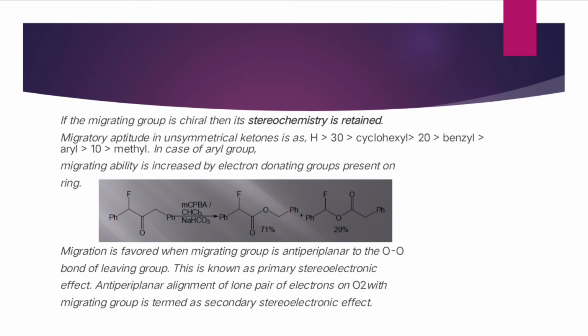The migratory aptitude in an unsymmetrical ketone is as follows: hydrogen, then tertiary, then cyclohexyl, then secondary, then benzyl, then aryl, then primary, and then methyl. In the case of an aryl group, migrating ability is increased by electron donating groups present on the ring.